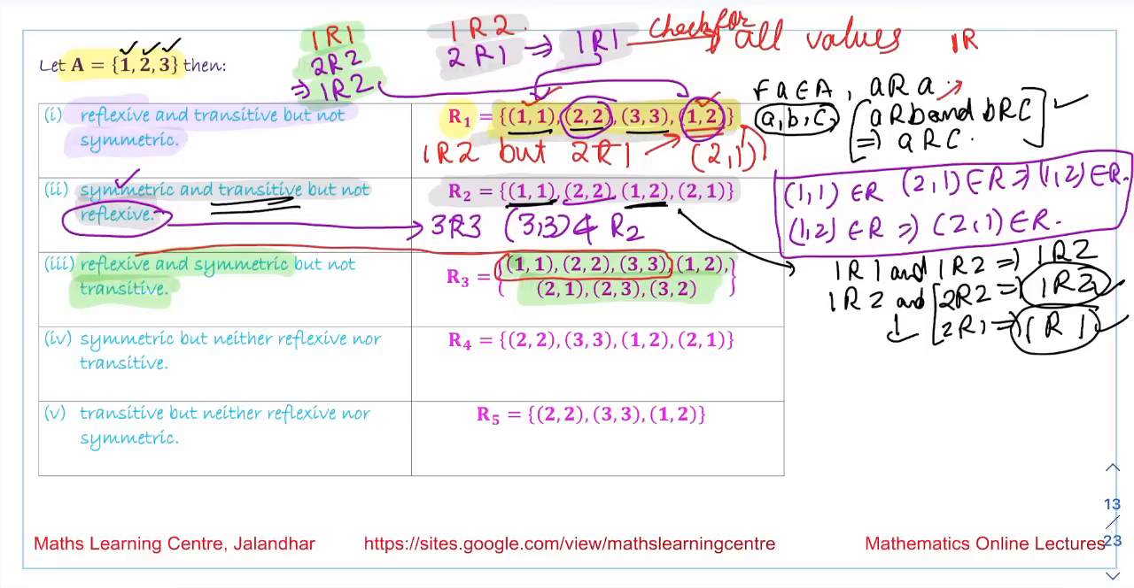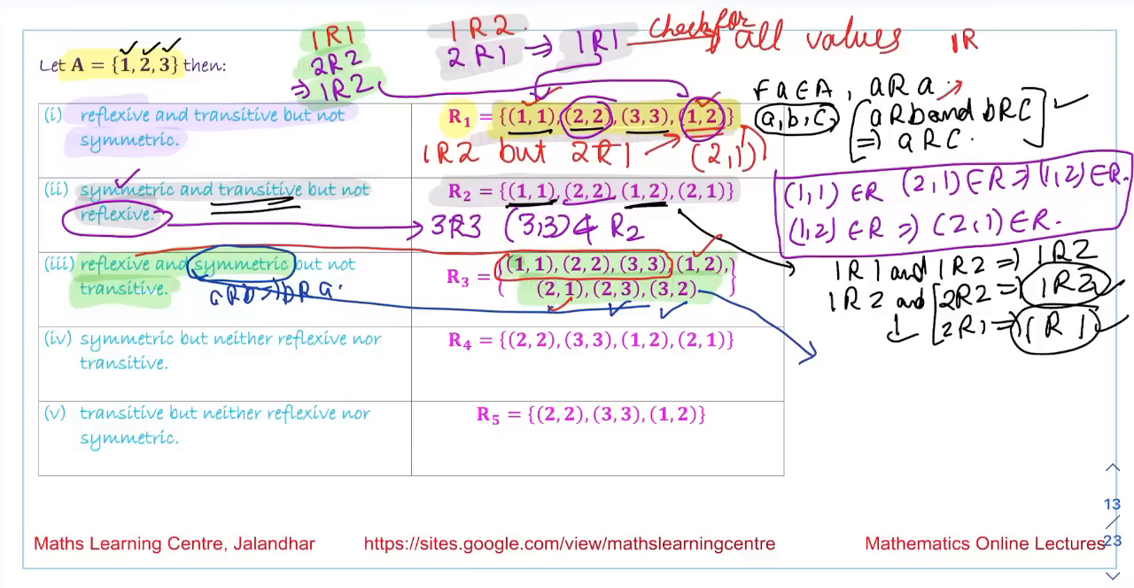When we are talking about symmetric, we are saying for (1,2), (2,1) is there. For (2,1), (1,2) is there. For (2,3), (3,2) is there. So it means this relation is a symmetric relation, that is, A related to B implies B is related to A for all A, B belonging to A. Now we have to prove that this relation is not a transitive relation. We have to find an element over here.